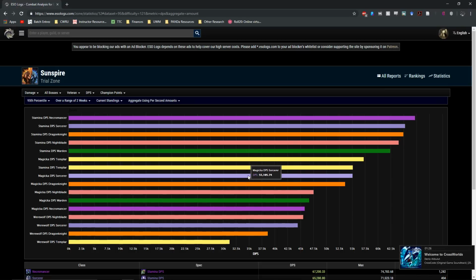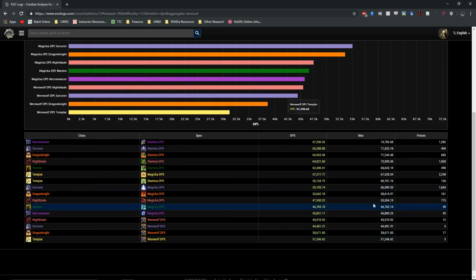Templars and Sorcs are going to be overrepresented, because those were the meta for the past two patches. Magicka Dragonknight DPS are going to be a little bit less represented, and certainly Magicka Wardens and Magicka Necromancers are going to be underrepresented, because those two specs are considered to be the weakest Magicka DPS. And obviously Werewolf DPS is going to be even far fewer represented, because there's just fewer and fewer werewolves in these vet trial guilds, the type of guilds who are uploading these logs. And it's reflected in the number of parses that we see.